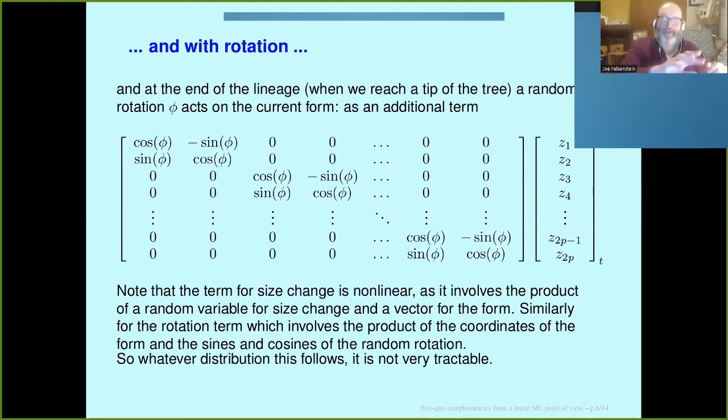and at the end, sorry, after you go with this process up to the tip, then of course you have to think about the rotation of the specimen that occurred up there at the time it was digitized. And here's the rotation matrix.